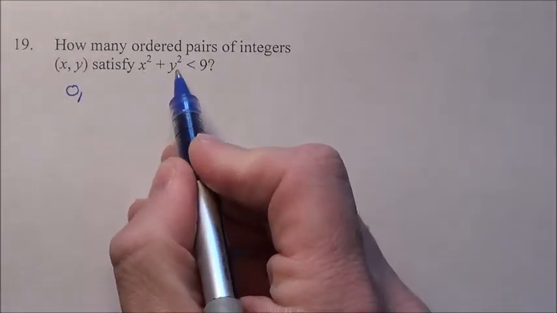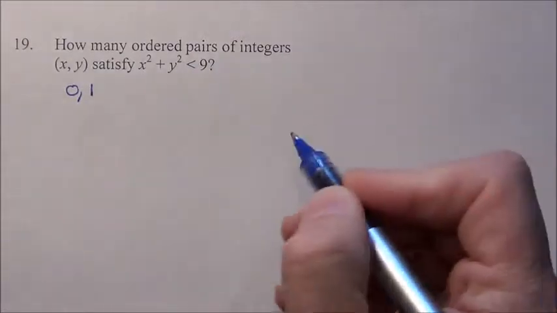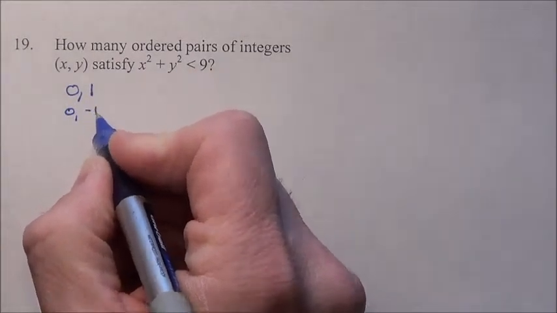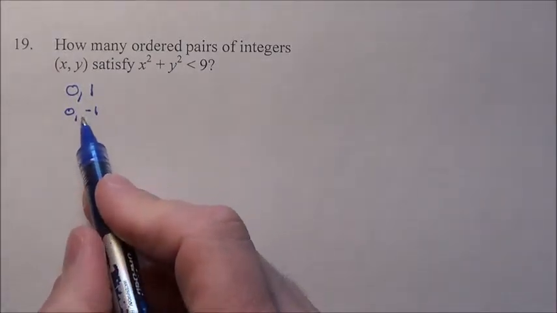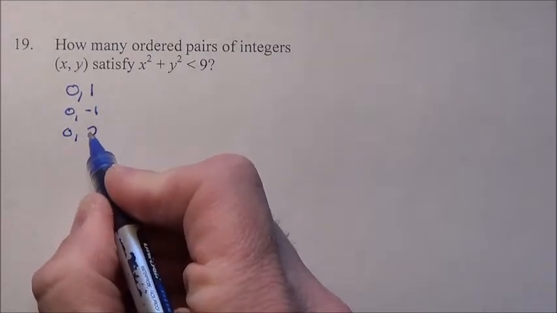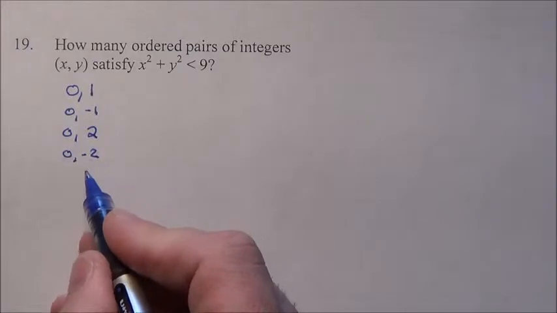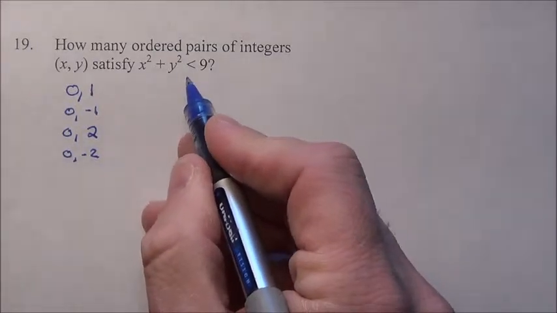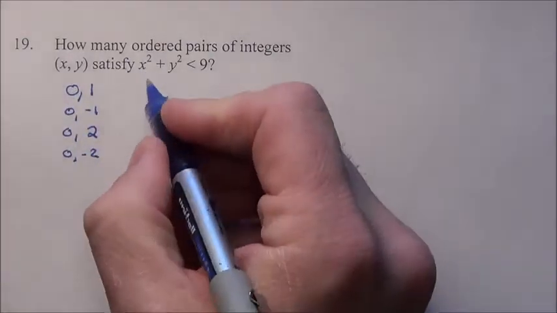If that's 0, I could use a 1 here. 0 squared plus 1 squared would be less than 9. Don't forget you could also have negative 1. Wherever there's going to be a positive, we're also going to have the negative. And I'm just going to list it out like this, 0, negative 1. You could have 0 and you could have positive 2, or 0 and negative 2. You can't go any further because you can't do 0 and 3 because that'll bump it over. It'll make it equal to 9 and it can't be equal. So we've used x 0.